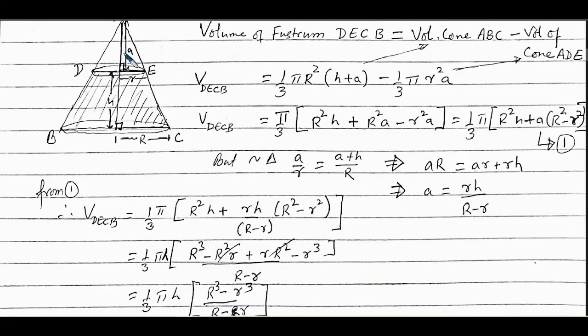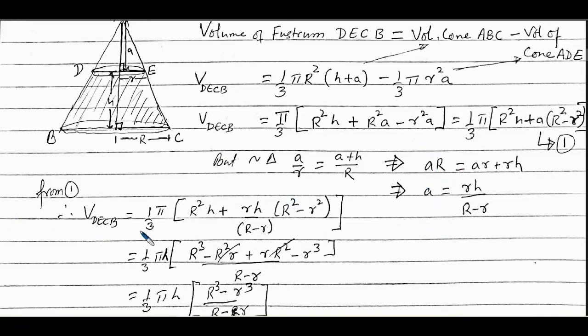I want to get rid of this a. So I will find this a in terms of what we know. We know this R, we know the height, and we know this. But we don't know a. So how to get rid of a, that's what I am trying to show you.